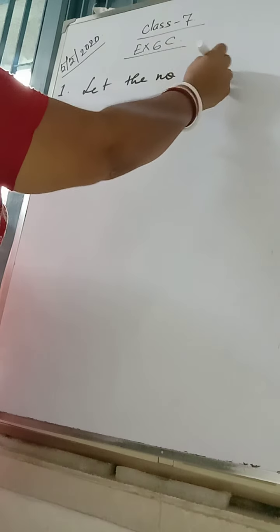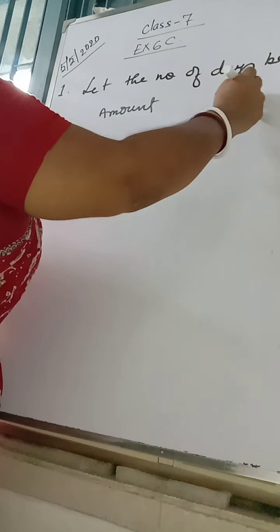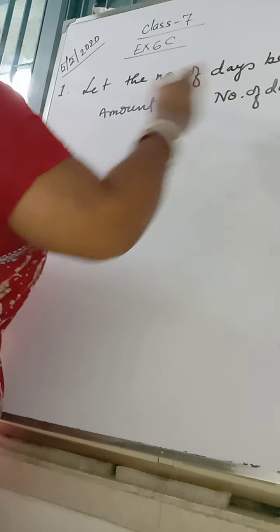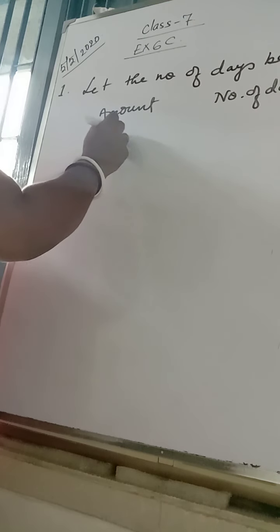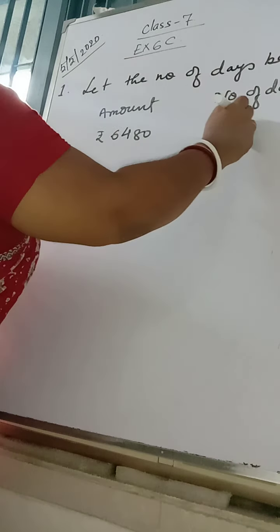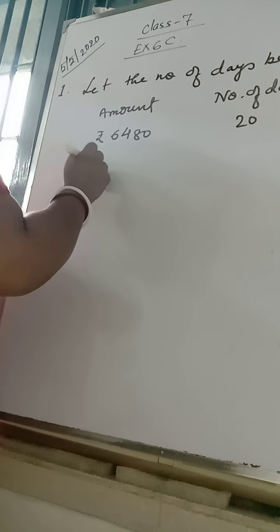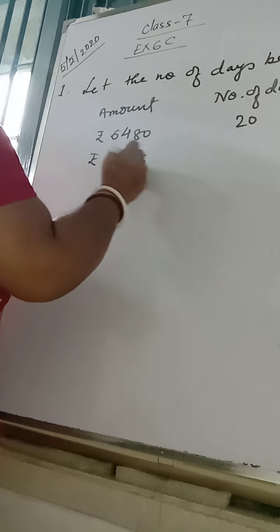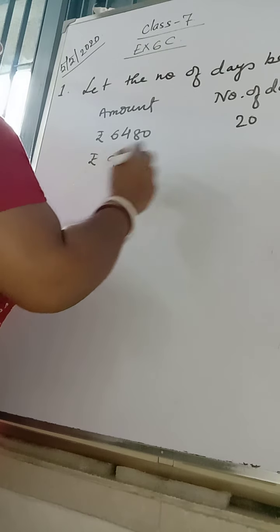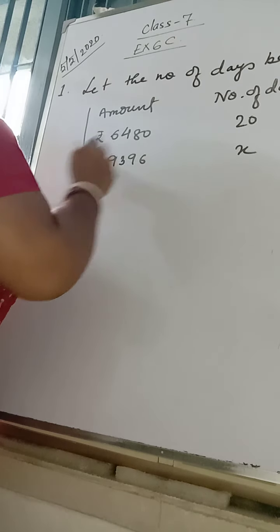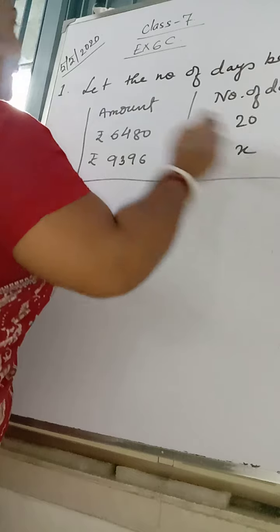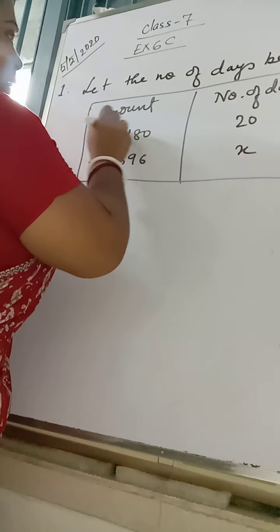You write here, let the number of days be X. See, first is amount, second is number of days. Clear? Now, less rupees, that was 6,480, less days, 20 days. Now we have more rupees, so we'll be surviving for more days. Family will be surviving for more days. So that will be X. So which type of proportion is it? You have to decide it here, okay? We have made the columns.